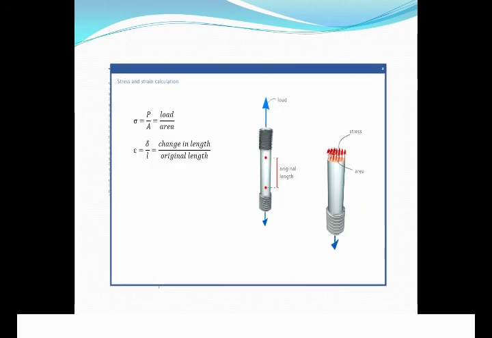Now in the next lecture we will see what changes occur and what graph we plot, the stress strain graph, and what changes occur in the material when the load is gradually increased from 0 to the failure load. We will see these different changes with the help of the stress strain graph. Thank you.